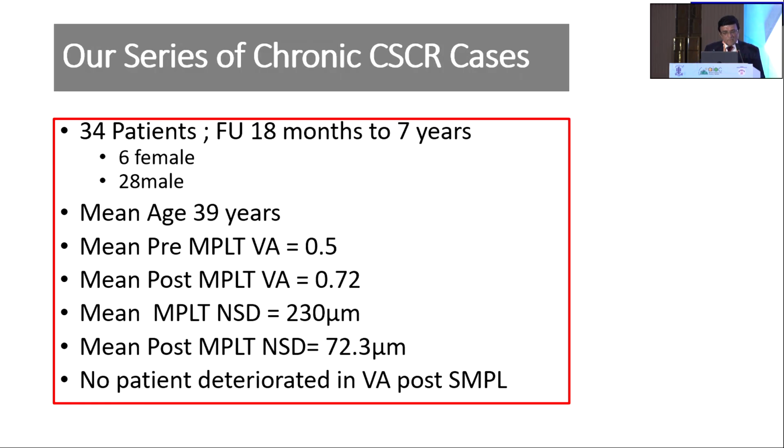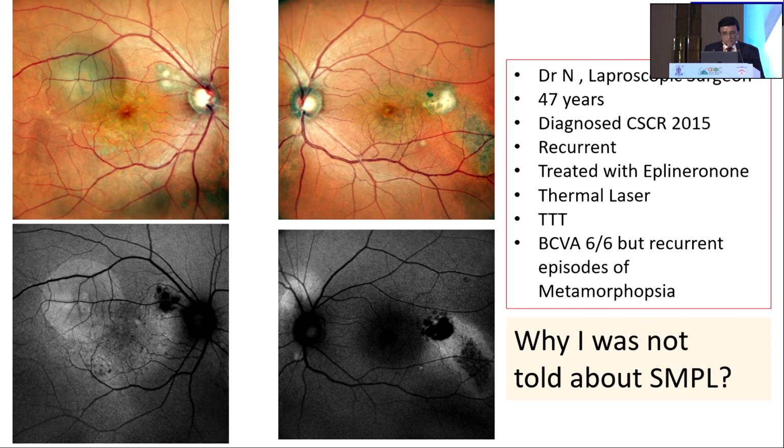We now have about 34 patients with a follow-up of 18 months to 7 years, with a mean age of 39 years. We are coming out with a major publication on this, with a pre-MPLT visual acuity of 0.5 and post-MPLT visual acuity of 0.72, and a mean NSD of 230 microns with a reduction of 72.3 microns. So I'll show you these cases.